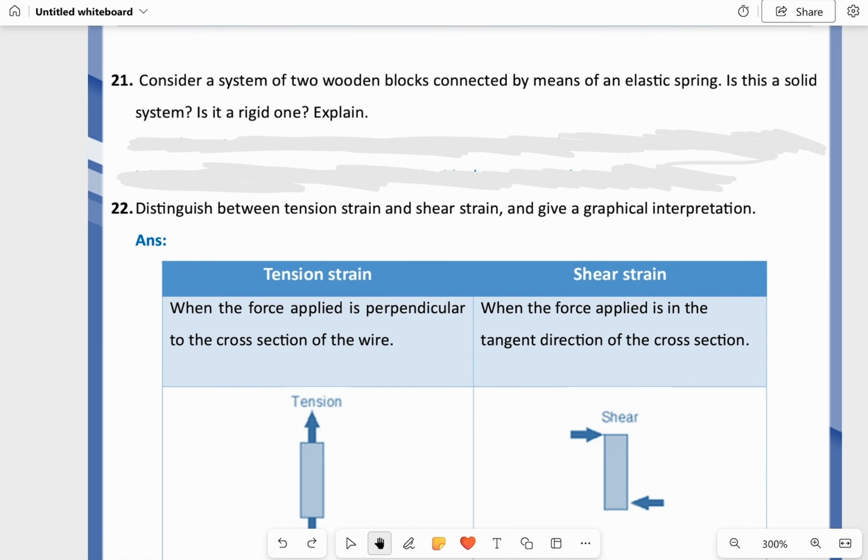Consider a system of two wooden blocks connected by means of an elastic spring. Is this a solid system? Is it a rigid one? The objects are solid, but it's not a rigid one. Why? Because if you apply a force on it, it's going to change its shape.